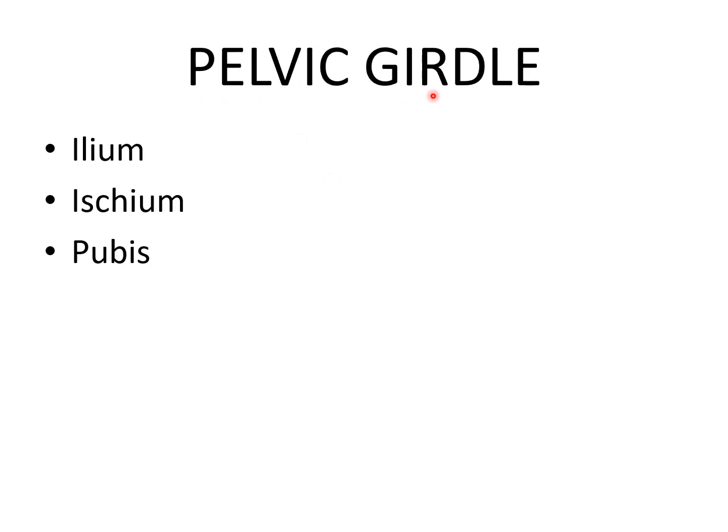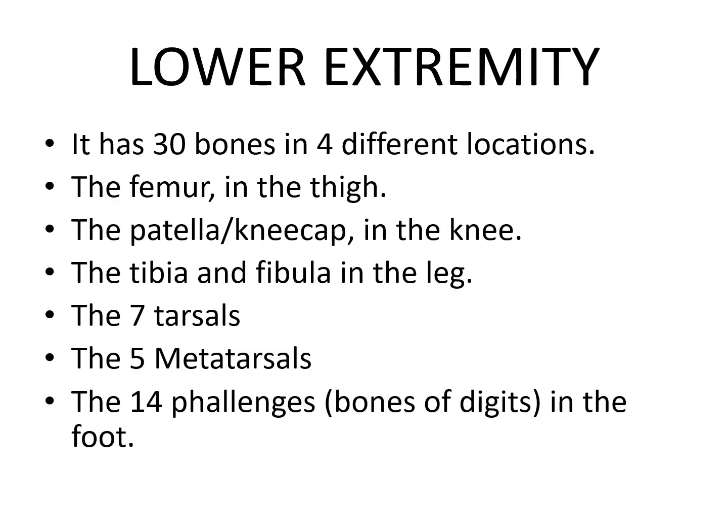The pelvic girdle. This one has the ilium, the ischium, and the pubis that fuse together to form one bone. Let's briefly look at the lower extremity. This also has 30 bones in 4 different locations. The femur or the thigh bone, the patella or the kneecap, tibia and fibula, altogether these are 4 bones, the 7 tarsals, the 5 metatarsals, and the 14 phalanges.